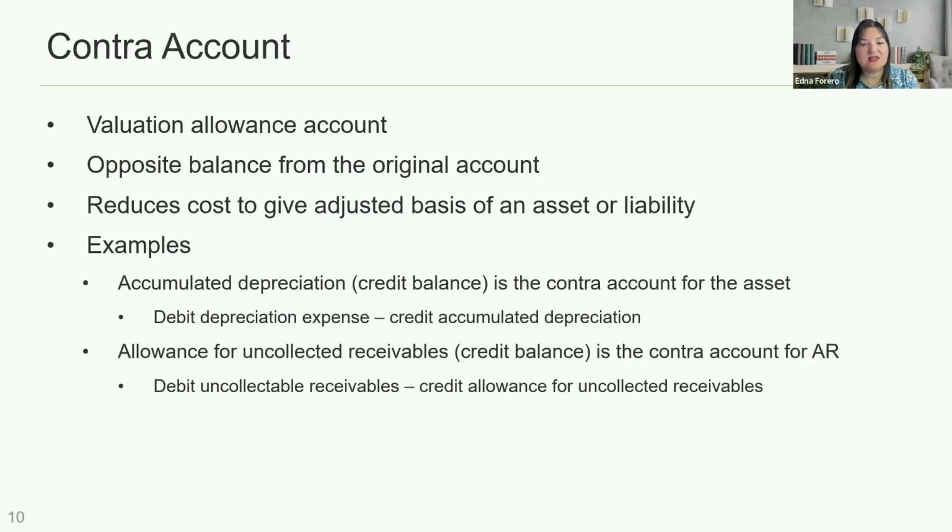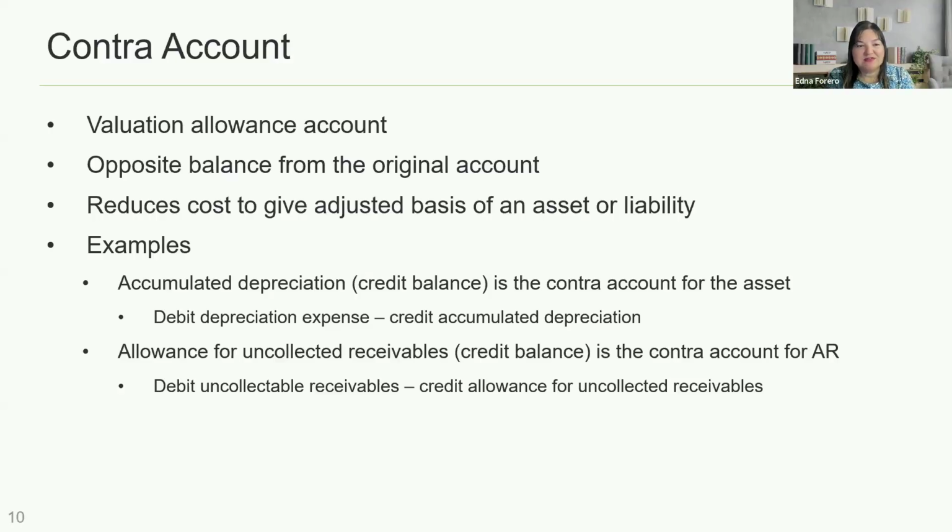Now, next we want to talk a little bit more about contra accounts. These are used to offset or to reduce the balance of other related accounts. It helps to balance, in other words. So it's a valuation allowance account. It's opposite from the original account. It helps to reduce the cost to give an adjusted basis to your asset or your liability.